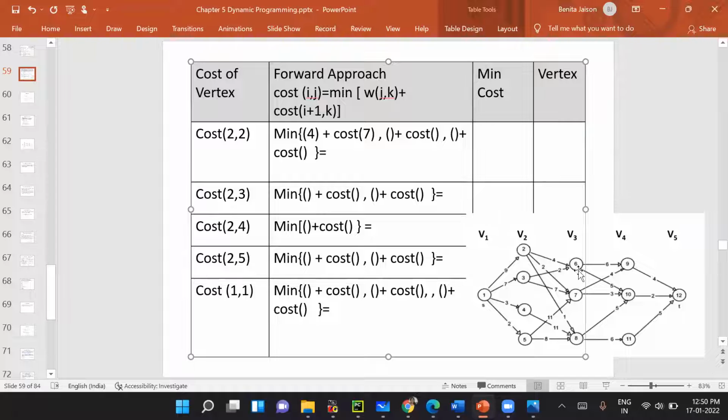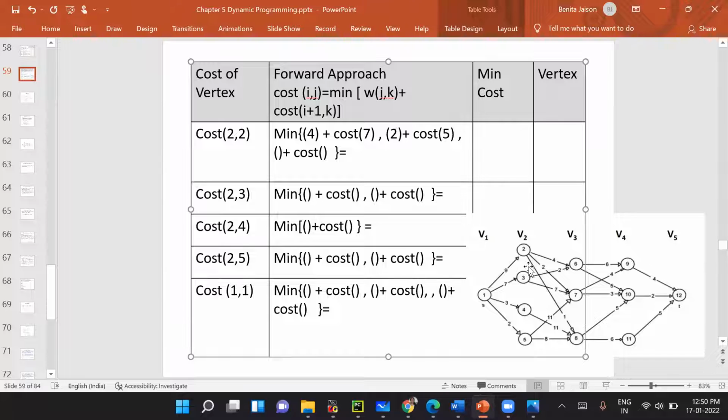Which is the next edge? It is starting from 2 towards vertex 7. What is the edge cost? Edge cost is 2. Right? What is the cost of vertex 7 calculated from the table? It is 5.